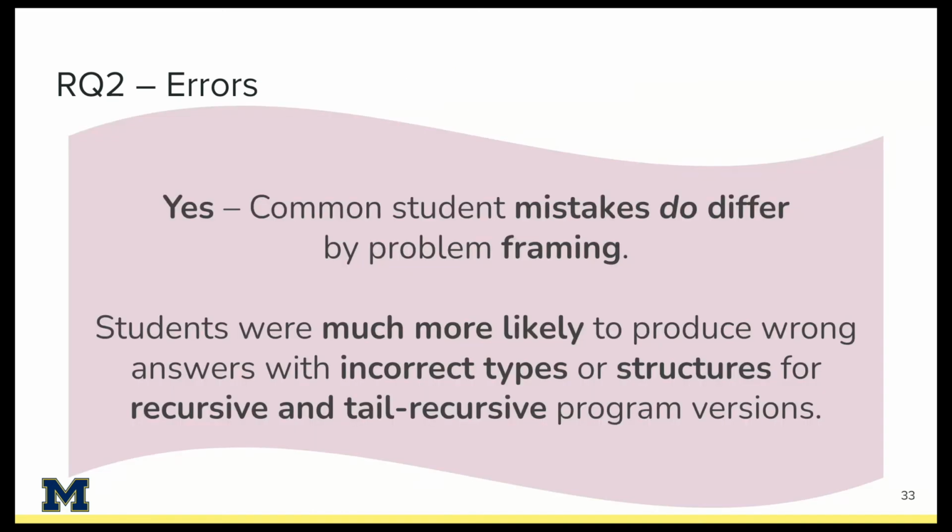So for research question 2, in summary, we found that, yes, common students' mistakes do indeed differ by problem framing. Specifically, students were much more likely to produce wrong answers with incorrect types and structures for recursive and tail recursive problem versions.